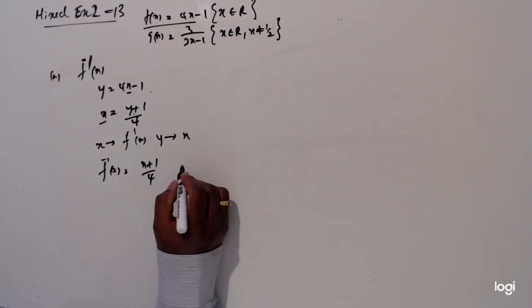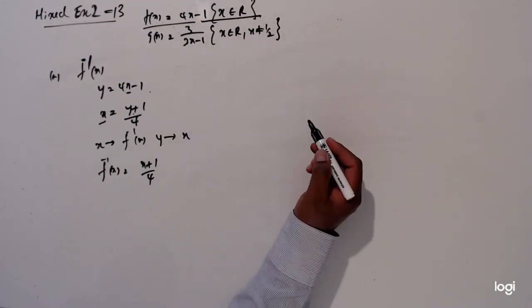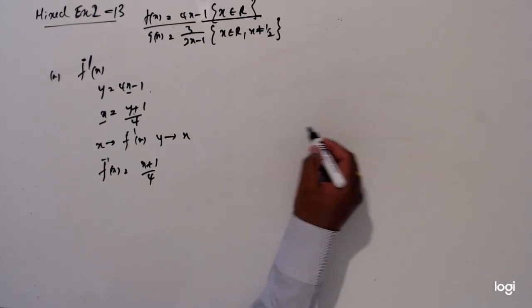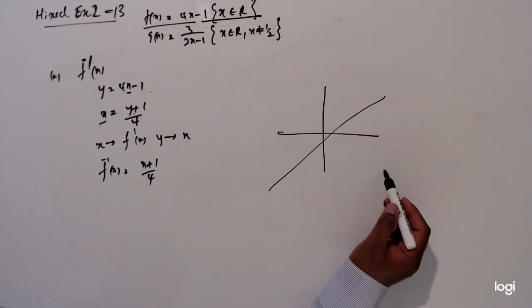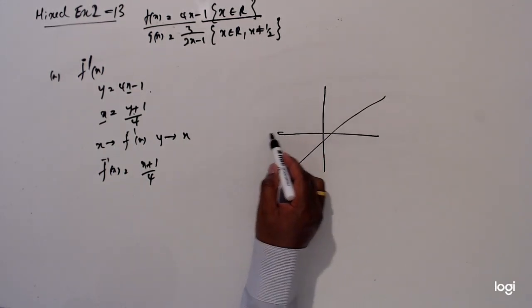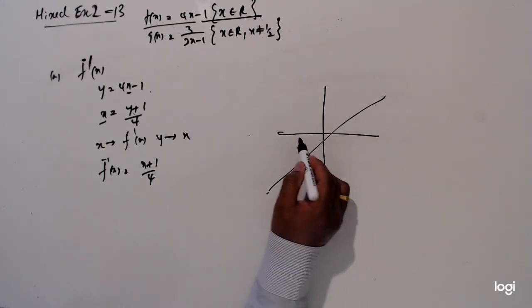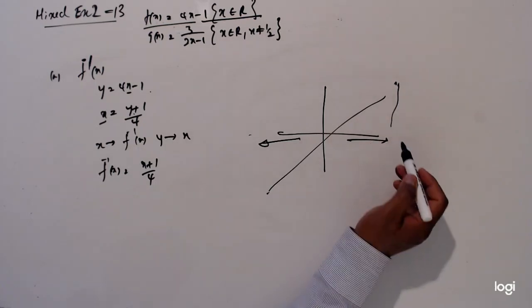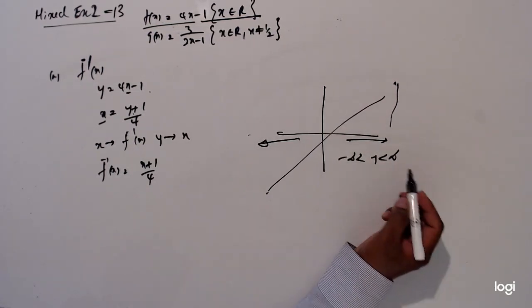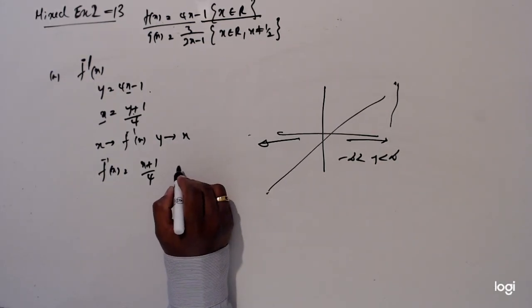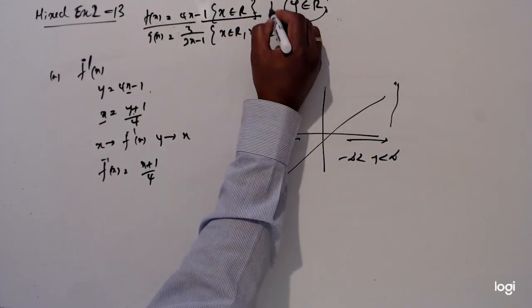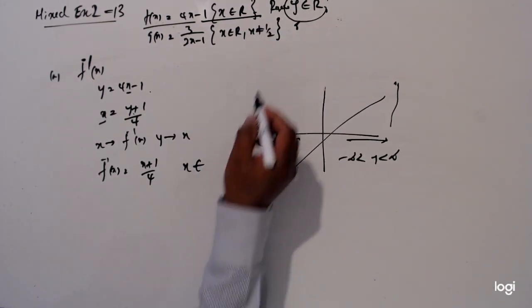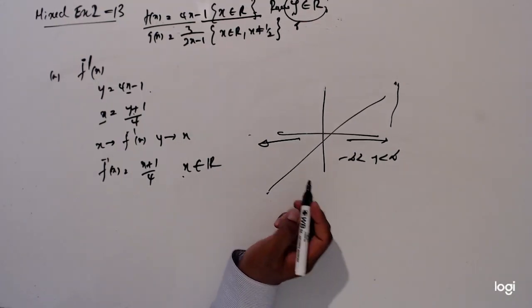And the domain is, what is the range of this one? The domain is given as real numbers. So the range also, it is a line. When x goes to minus infinity, y goes to minus infinity. When x goes to positive infinity, y also goes to positive infinity. Or you can tell simply that y is an element of the range of this one. The range is y is an element of real numbers. So the domain, instead of y I put x, is x an element of real numbers.